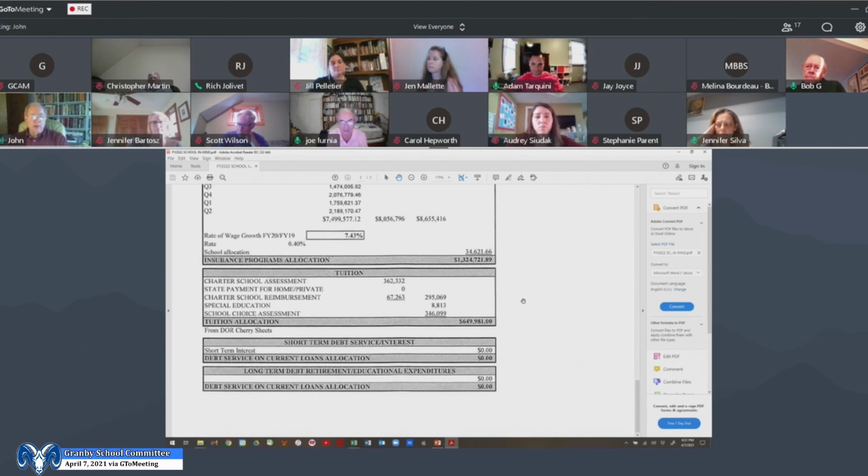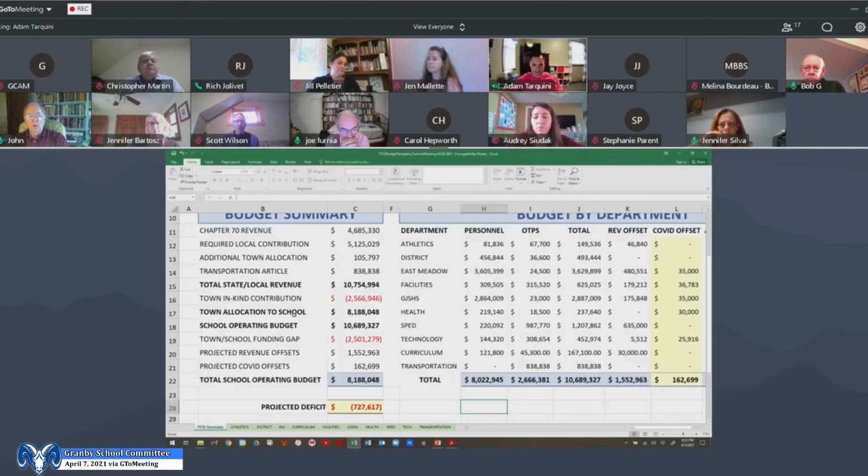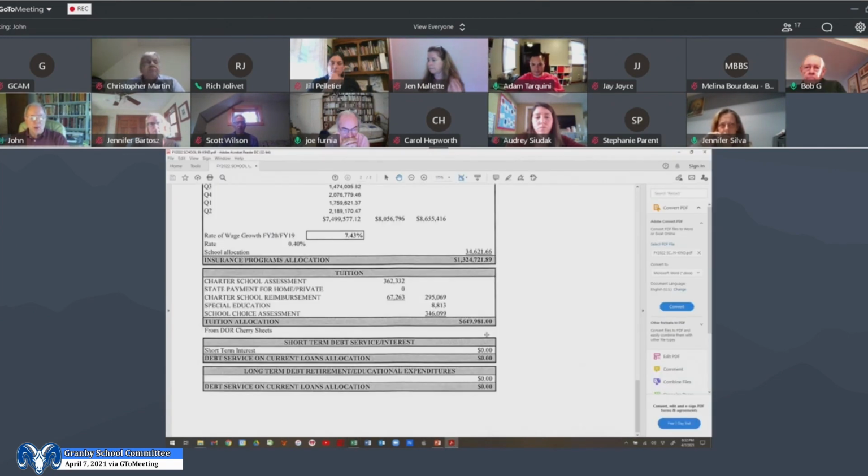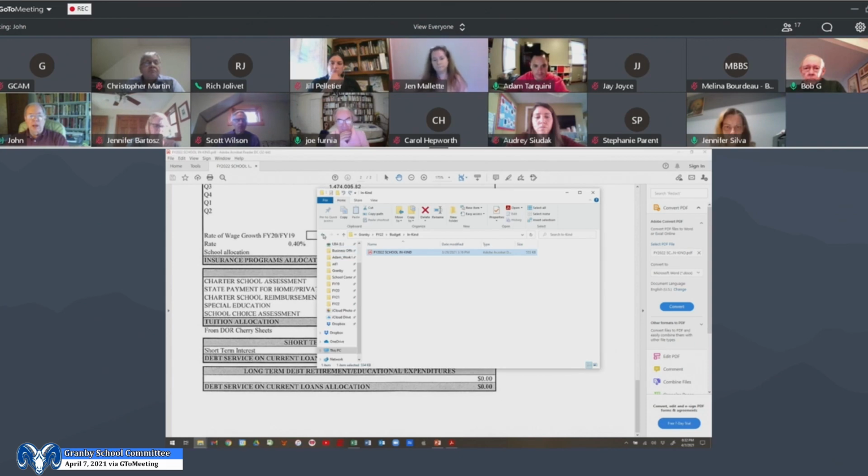How does the $362,000 for charter school sending tuition figure into this? That's also a cherry sheet assessment as well. So all these costs are included in the in-kind calculation that Chris provides to us, which is this total number here. That's the cost for students to attend charter schools elsewhere? Correct. So on the cherry sheet, that total is $708,431. So that's what it costs us to send children out of Granby.